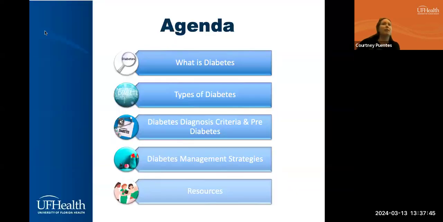So what we're going to talk about today, I'm going to give you a high-level overview of diabetes management. So we'll talk about what diabetes is. We'll go into some details about the diagnosis, the disease process, the different types of diabetes, the diagnostic criteria for that. When should people be screened, or who should be screened for diabetes? Also looking at some management strategies, and then also some resources.